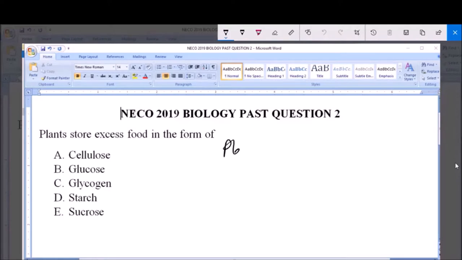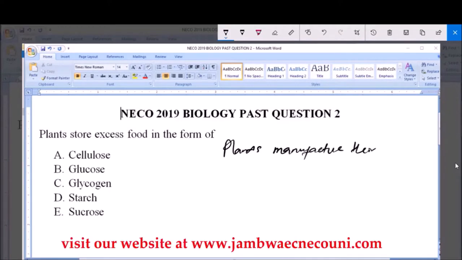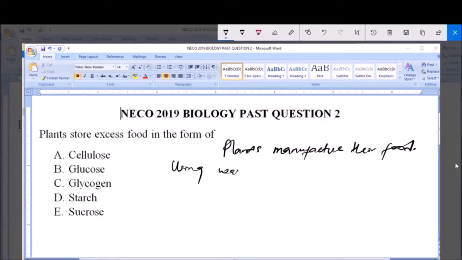Now, plants, like we know, plants manufacture their food. That is, they produce their own food. And they do this by using water, chlorophyll present in chloroplast, and sunlight.